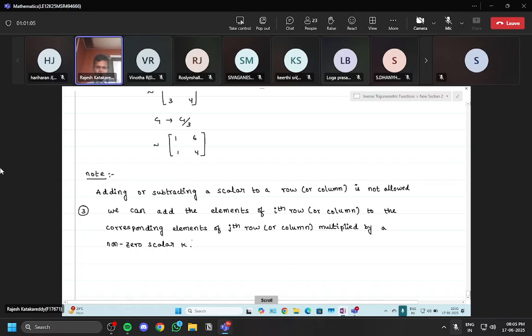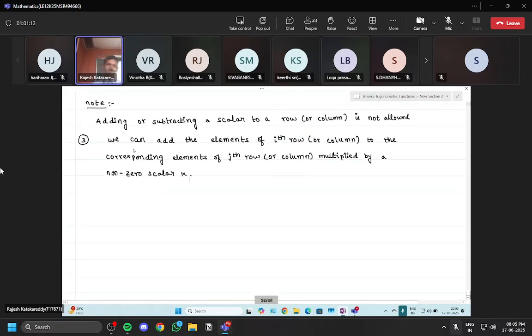See, scalar alone you cannot do, but what you can do here is, let's say you are making a change in the ith row. So you are writing Ri changes as Ri plus K into Rj. What you are doing? In the ith row, first element you are adding to the jth row, first element into K. Right? You can also write Ci changes as Ci plus K into Cj, and so on. If it is an order 3 matrix, you can use all 3 columns, all 3 rows as well. Let us see one example to understand this one.